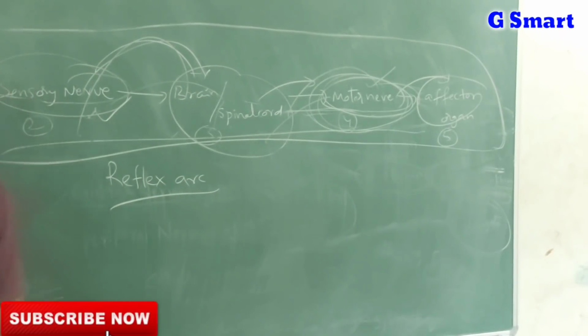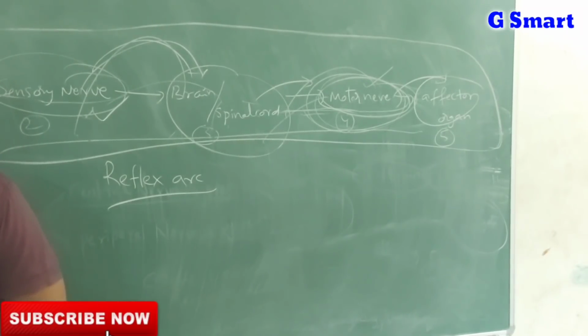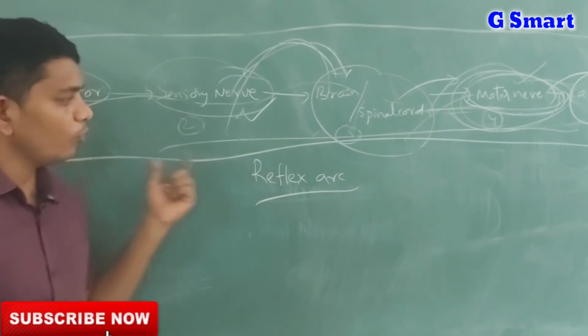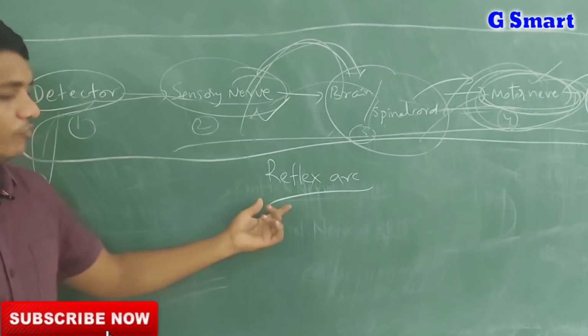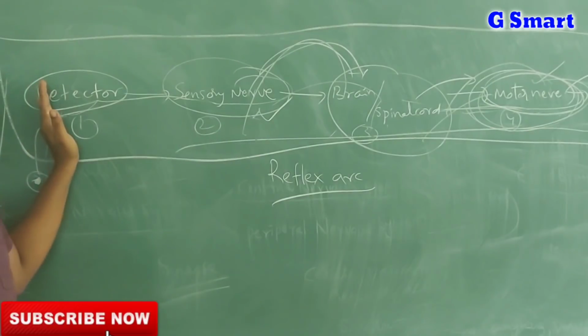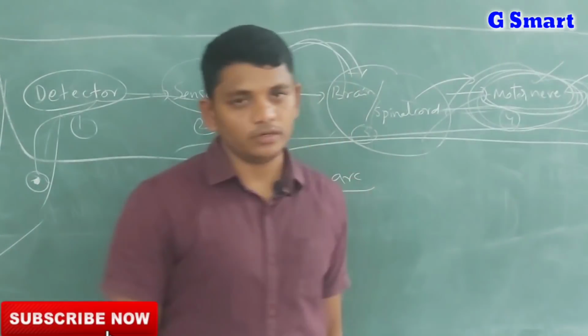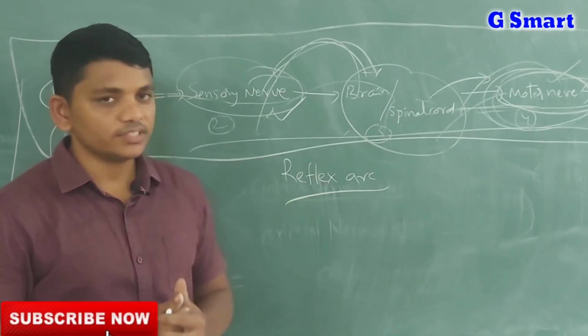So the reflex arc is nothing but a signal pathway of the information. In the reflex arc, we can see five factors: detector, sensory nerve, brain, motor nerve, and effector. These are the cells usually seen in the reflex arc.